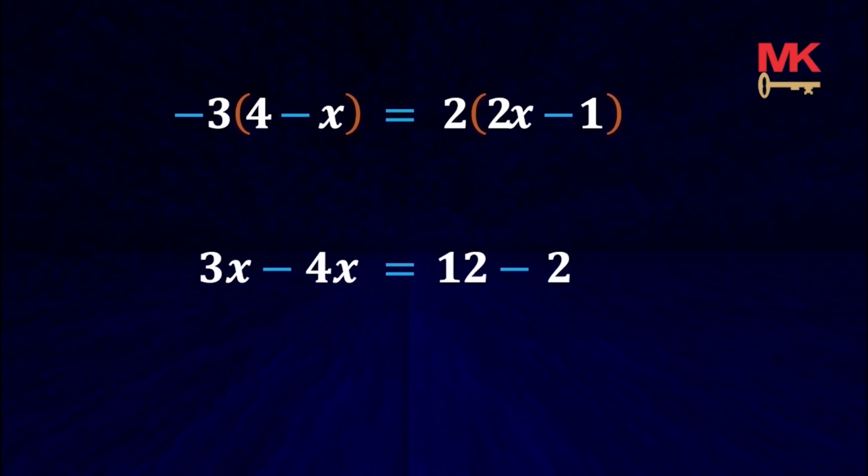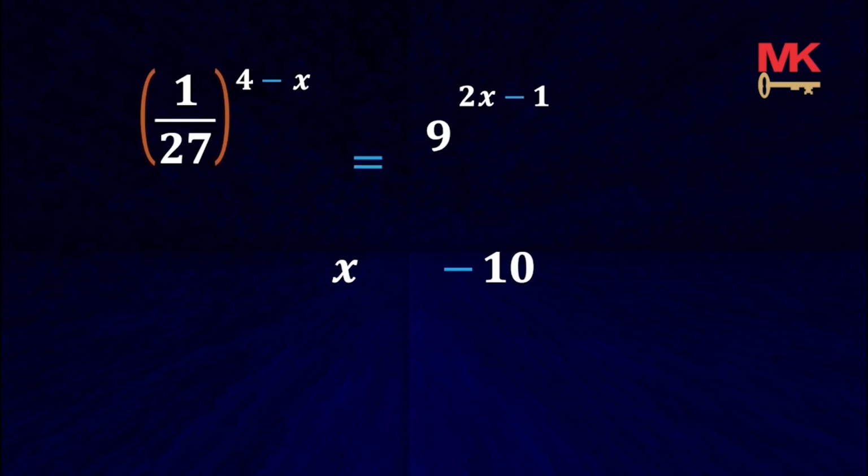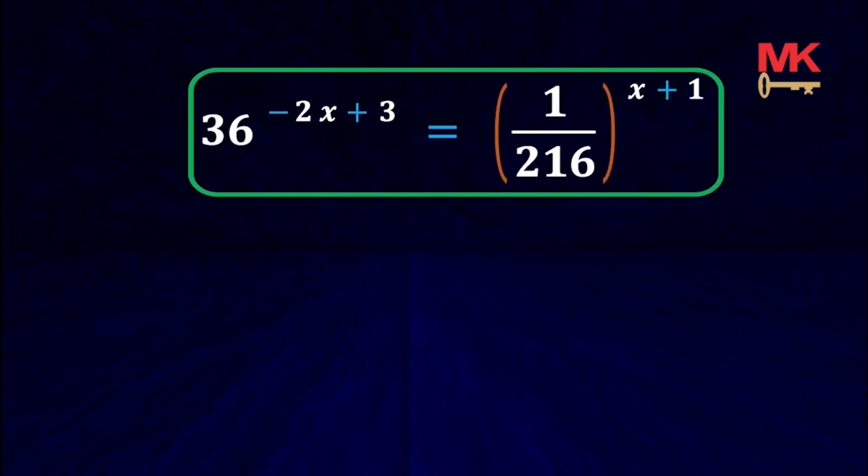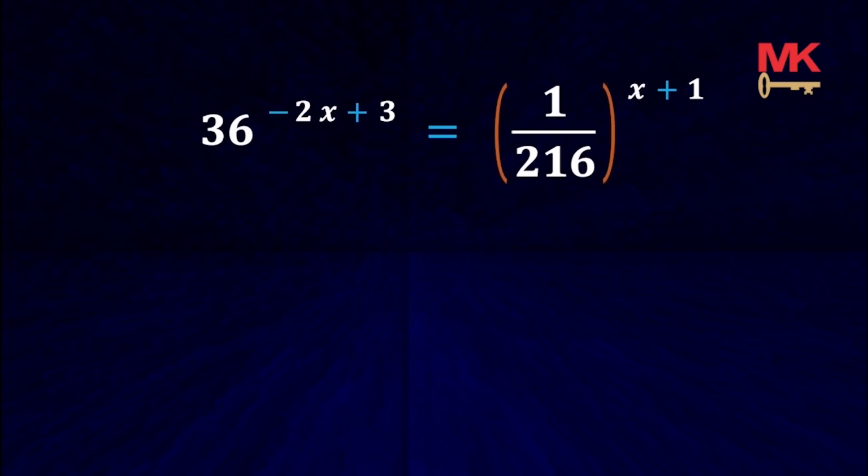So we just collect our like terms to have minus x as 10. Therefore, the value of x is minus 10 for this equation. You should be able to do this. Why don't you pause the video now and give this a try while I wait for you for a while.